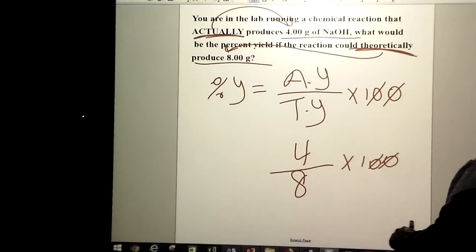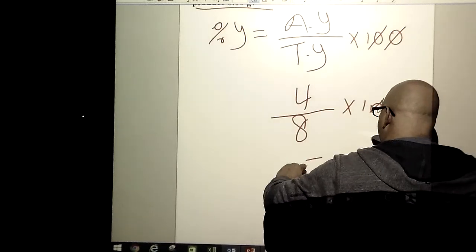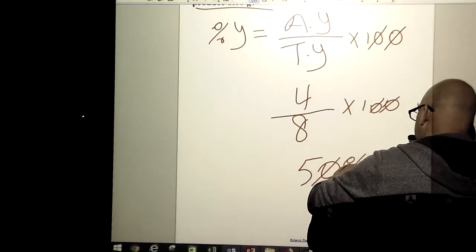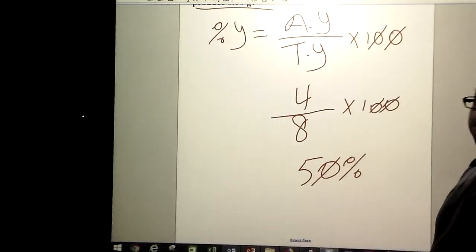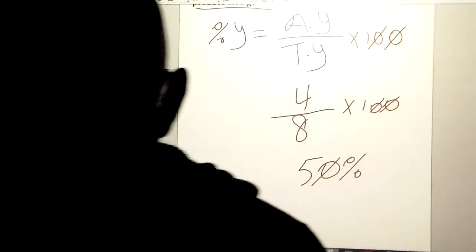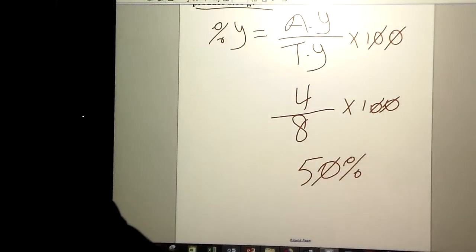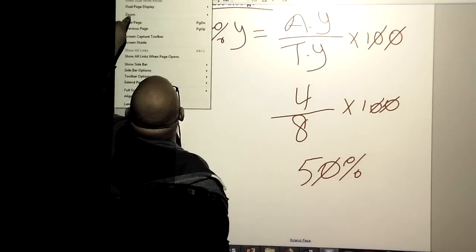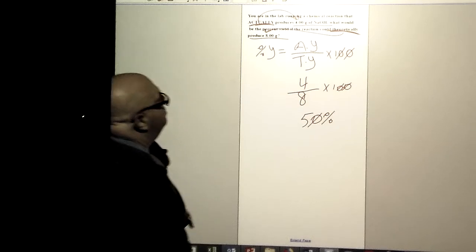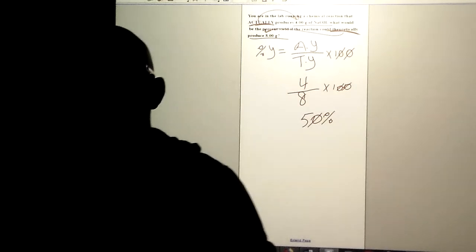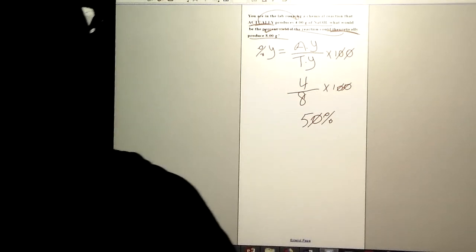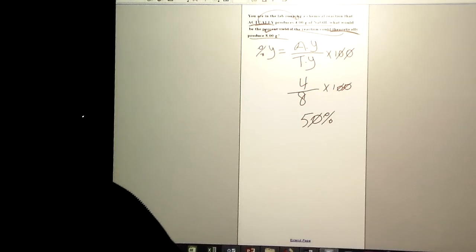Guys, that gives us 50%, which is really lousy. And I'm stopping right about here. You should be able to see this. So that's the whole thing. Actual yield is what you physically get in the lab. Theoretical is what you calculate on paper.